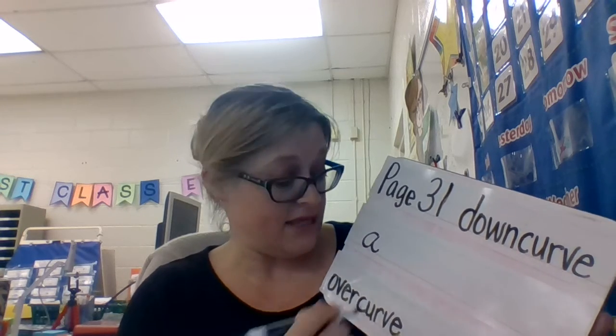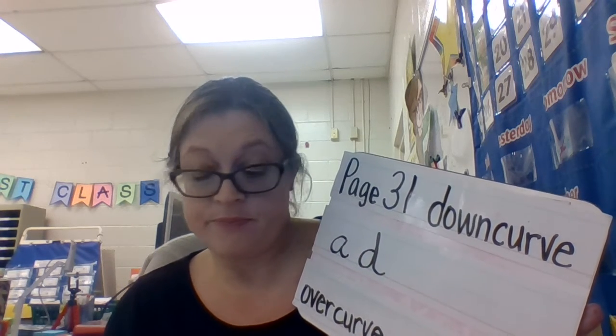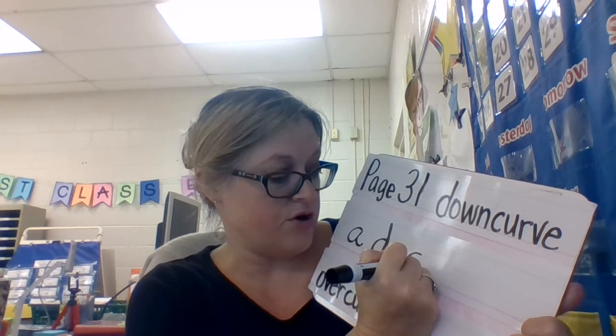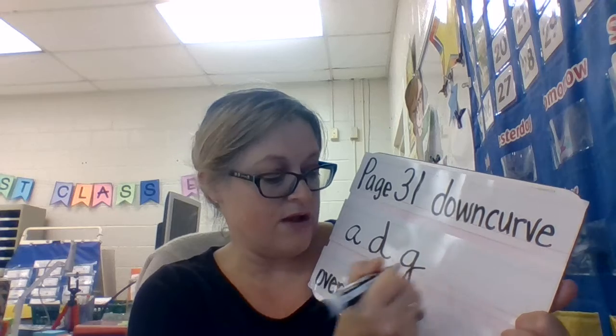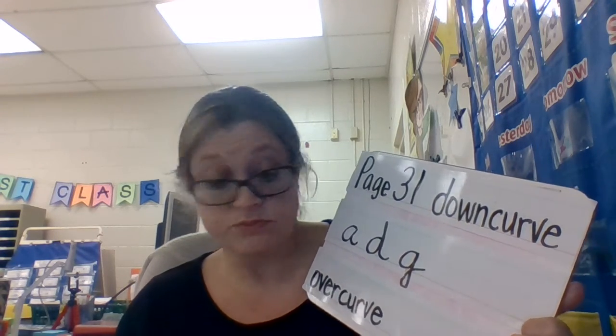Let's do the lowercase d. Again, starting at the dashed line, down, curve, down. But when you come up, you're going to take it all the way up to that top blue line and then loop around. The G, down curve, starting at the dashed line. It's going to come down curve, loop around, but then you're going to bring it down underneath the red line and loop it so that that will connect to the next letter.